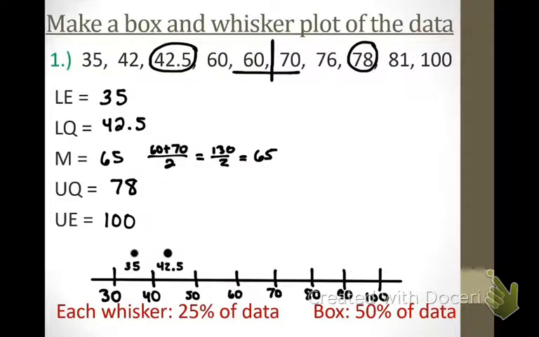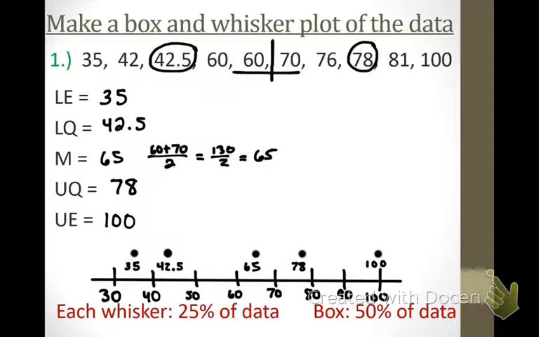Harmony, what's my median? 65. So we're going to go ahead and put a dot and label it 65. William, what's the upper quartile? 78. So that's going to be just before the 80. And Javaria, what's the last one I need to plot? 100. Okay, so once again, notice we are only plotting those 5 points that we came up with, not all 10 of our points that we had in the original problem.